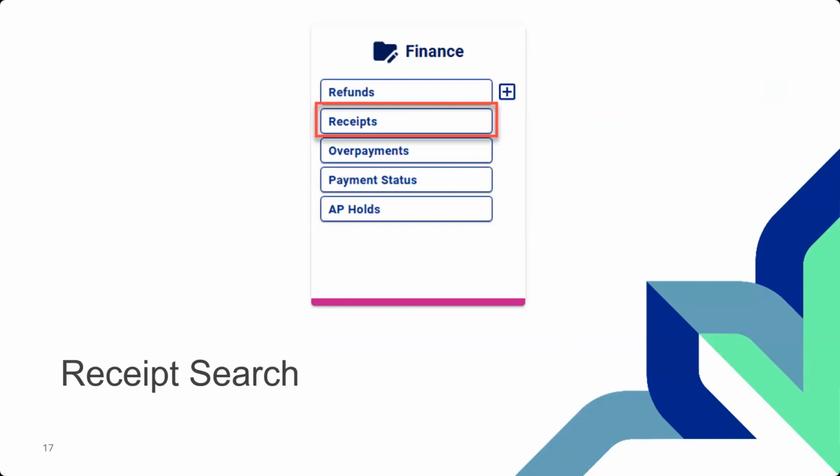So as we move down the finance card, our next available function is the receipt search. And here you can search receipts for refunds that were submitted through the portal, through wire payment, or through paper checks.